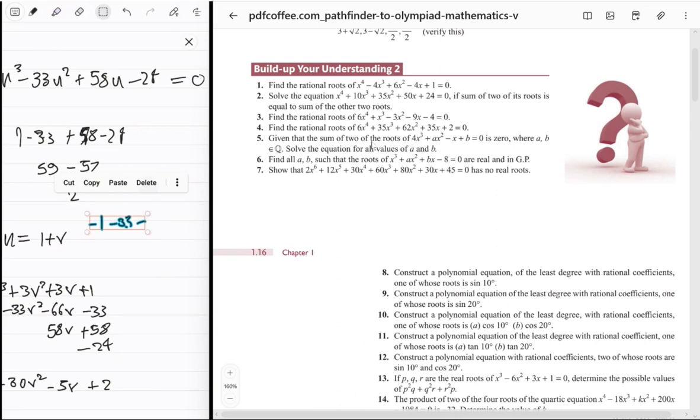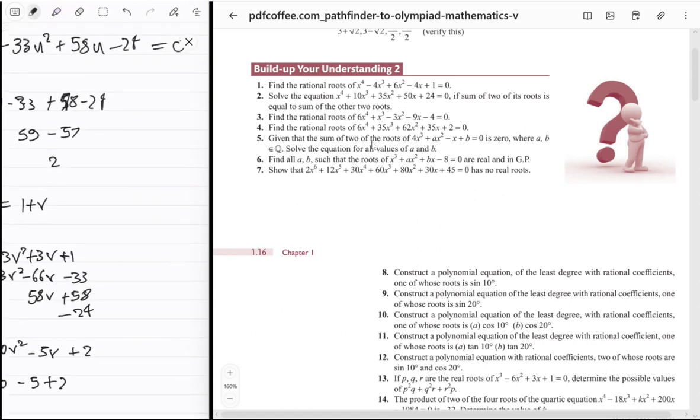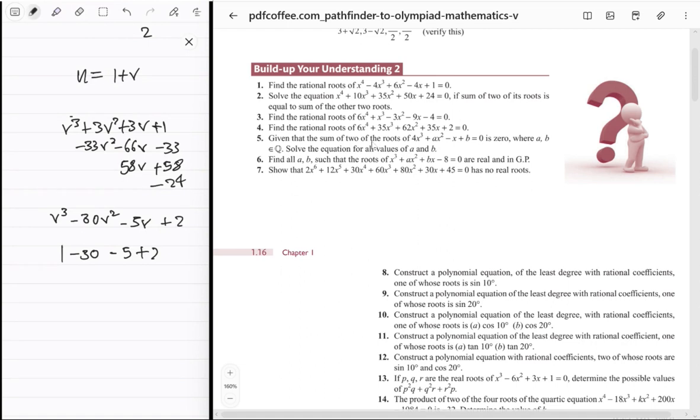So the only next thing that we can do is check for u equal to 2 or v equal to 1. Both are the same things. We've got 1 minus 30 minus 5 plus 2, and that doesn't work. What about negative 2? Yeah, don't count on it. It's going to be negative, of course. And was negative 1 working? No, it doesn't work like that. So what can we conclude? This has no rational roots.